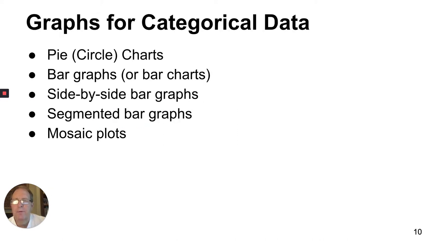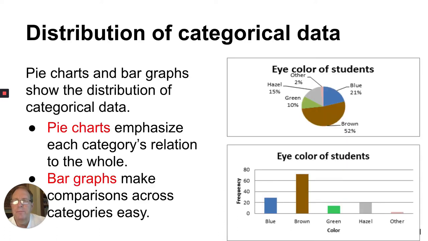Now I want to talk about different ways of graphing categorical data. Here I show two ways, the pie chart and the bar graph. Pie charts are good because they can emphasize each category's relationship to the whole. I've drawn a pie chart on the right there, and you can see that I've labeled each of the categories and I've given the percentage for each of the categories. Whenever you draw a pie chart, remember to label each of the categories and tell me the percentage.